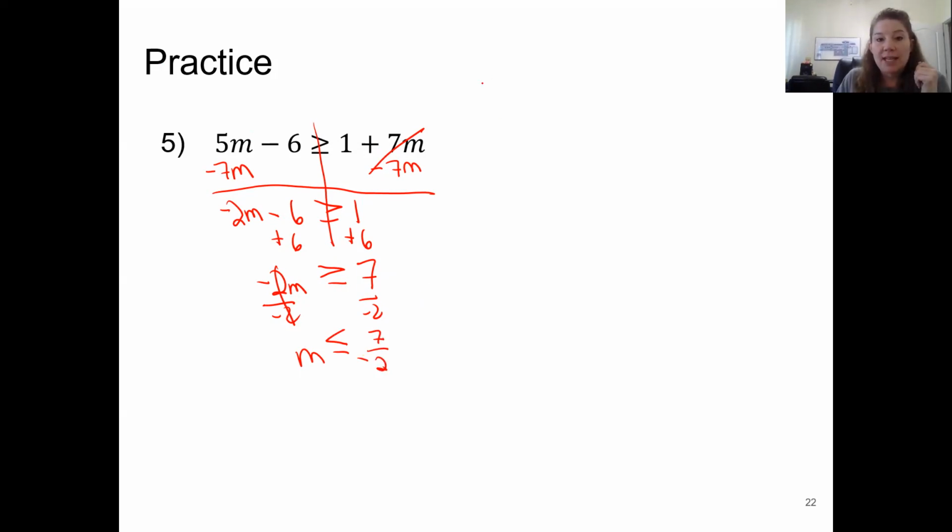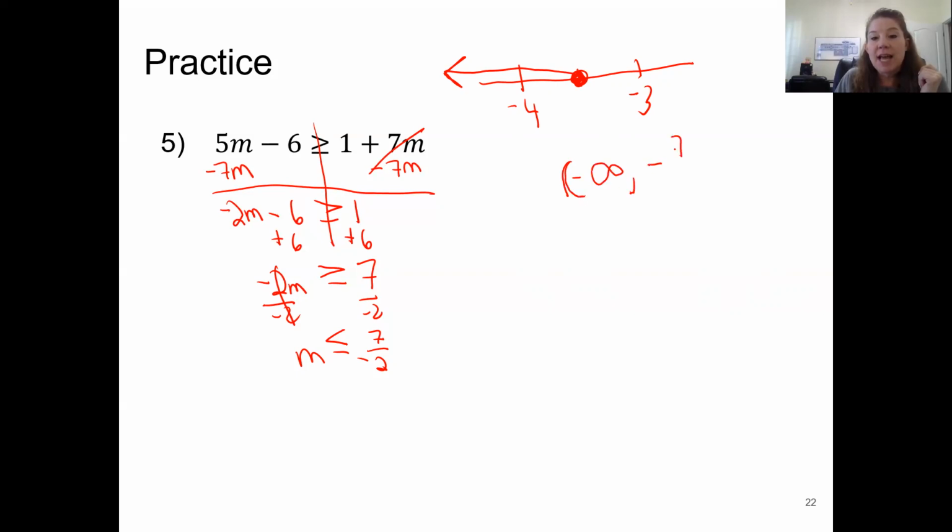So when we graph it, we're going to think of -3.5, but on Hawks, if you hover, it'll turn fractions into decimals. You'll be able to see them. So -3.5 is going to be right here. We're going to fill it in and our arrow goes to the left. Now, how do you write this in interval notation? You go from -infinity with a parenthesis through -7 halves, and it includes -7 halves.